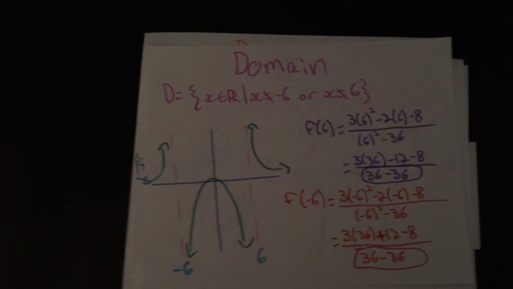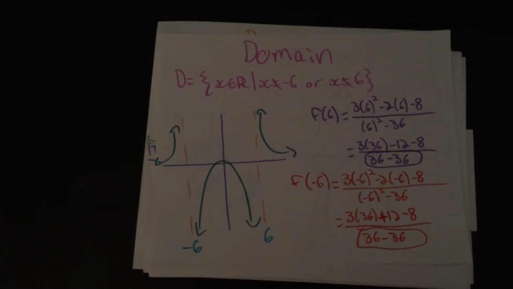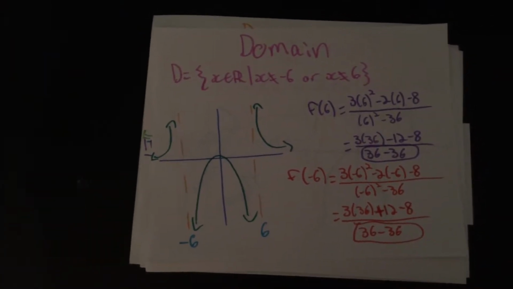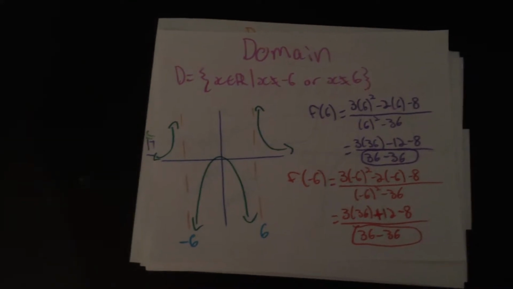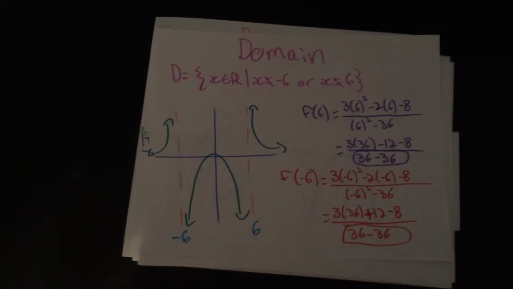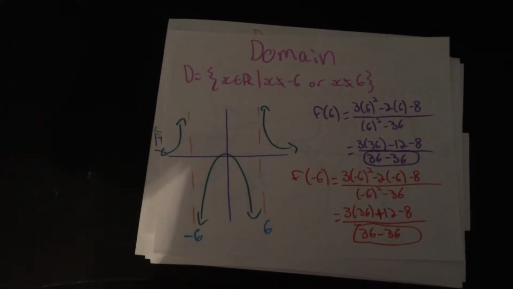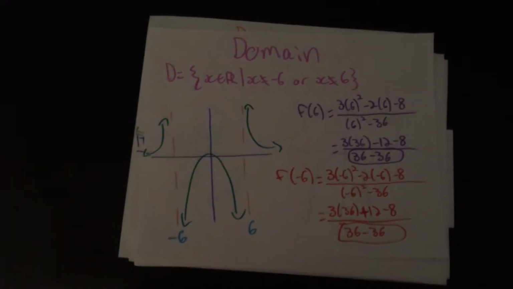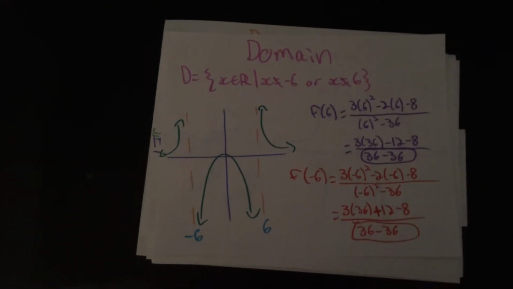The domain of this function is x is a part of the real family such that x does not equal 6 or −6. This is because there's an asymptote at both of these x values, which means that the x will never reach these two points.